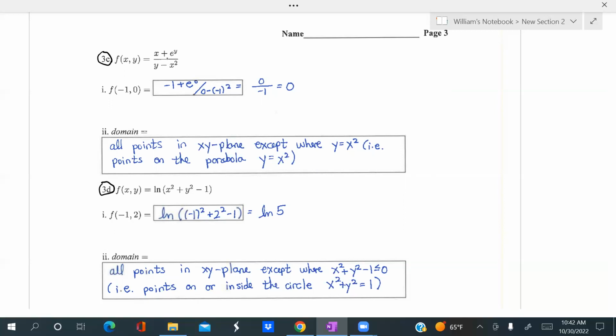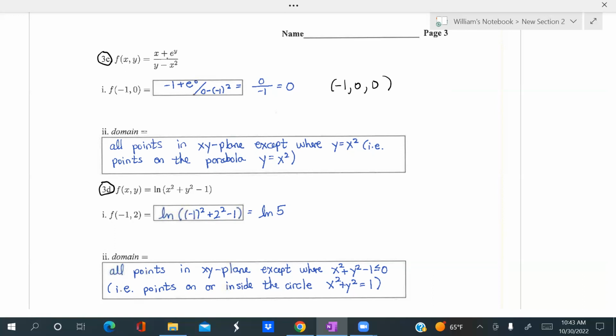So when x is -1 and y is 0, the z coordinate on the surface of the graph of this function is also going to be 0. So keep in mind, right? This means that the point -1, 0, 0 is on the surface of the graph of that two variable function. Now, what about the domain?